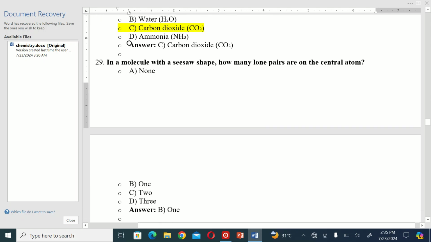In a molecule with a seesaw shape, how many lone pairs are on the central atom? A. None. B. 1. C. 2. D. 3. So the correct option is B, 1.